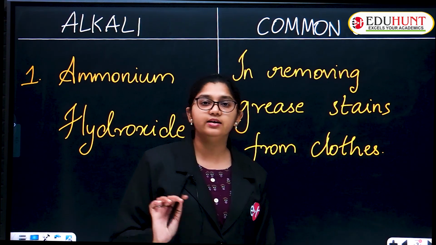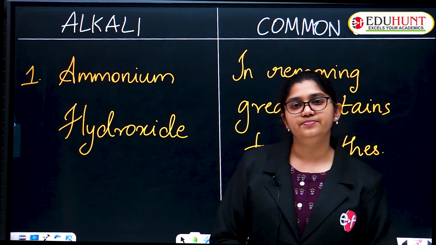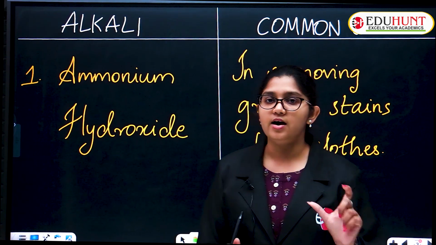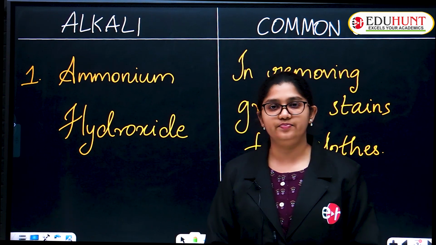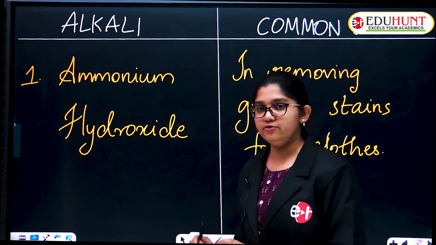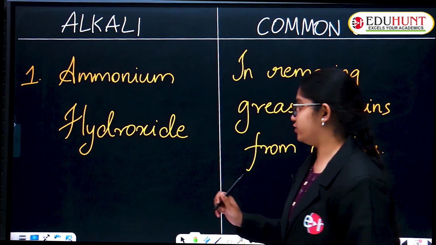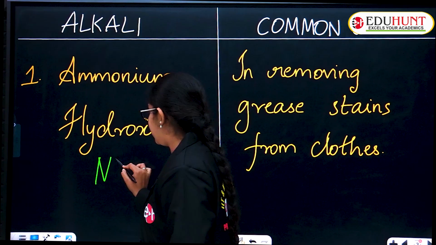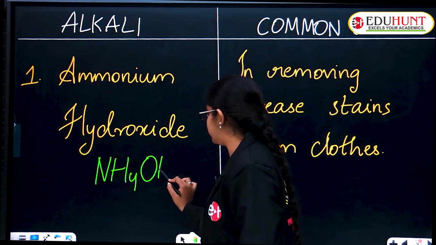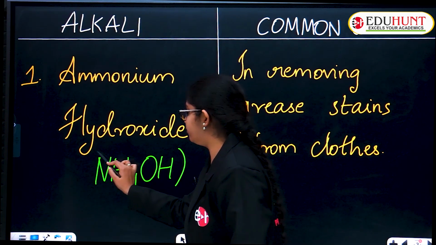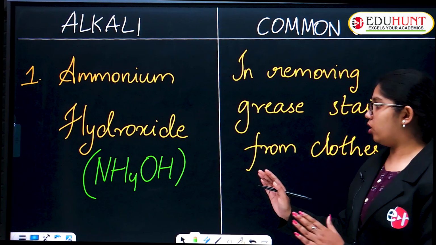What is the chemical formula for ammonium hydroxide? Tell me. You have to join the ammonium ion and the hydroxyl ion. What is the chemical formula for ammonium hydroxide? Very good. It is NH4OH. This is the chemical formula for ammonium hydroxide. Okay. So what is its common use?